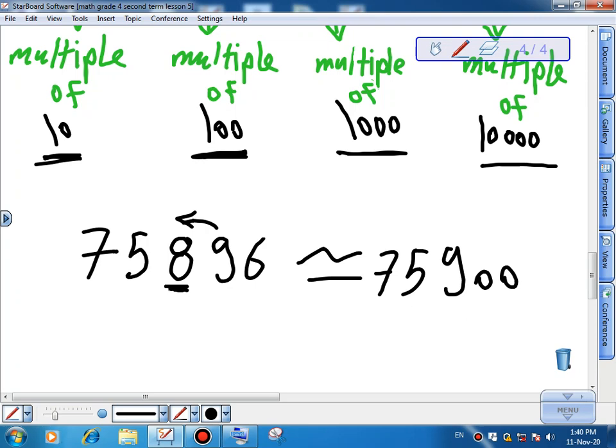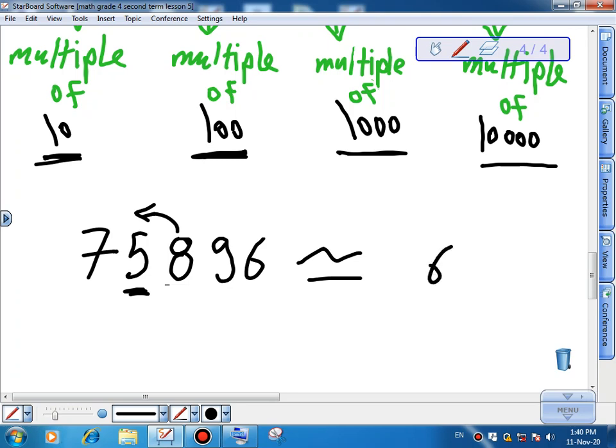If I need to approximate this number to the nearest 1000, look to the 1000 place, which is 5. The number before 5, which is the hundreds place, is 8. 8 is a strong number, so we will add 1 to 5, it will be 6. And 7 stays 7 as it is. Just replace the hundreds place by 0, tens by 0, units by 0, it will be 76,000. This number is a multiple of 1000. Remember, 1000 has 3 zeros, 100 has 2 zeros, 10 has only 1 zero.